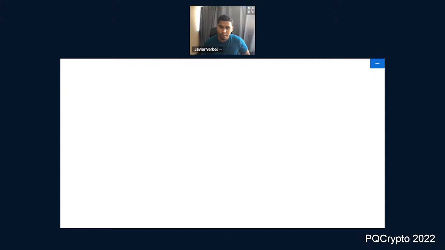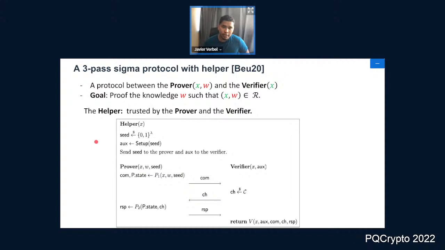Basically, the helper is going to sample a seed and compute a setup function. It will send the seed to the prover and the auxiliary information, which is the output of the setup function, to the verifier. And then the prover and the verifier will follow a normal three-pass protocol. At the end, the verifier will do some computation, taking into account the messages exchanged in the protocol. And then the verifier will accept or reject, where accept means that the verifier believes that the prover holds the secret value W.